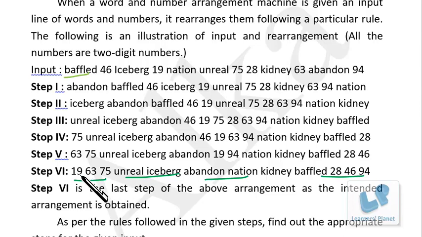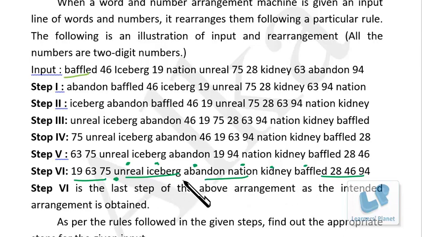Now apart from that, 19, 63 and 75, odd numbers, are arranged in ascending order, and here even numbers are arranged in ascending order. After that we have 6 words, 1, 2, 3, 4, 5, 6, right? So 3 odd numbers, 3 even numbers, then 6 words. Now if you concentrate on these 6 words, you can see U, I and A, they are vowels, and N, K and B, they are consonants.